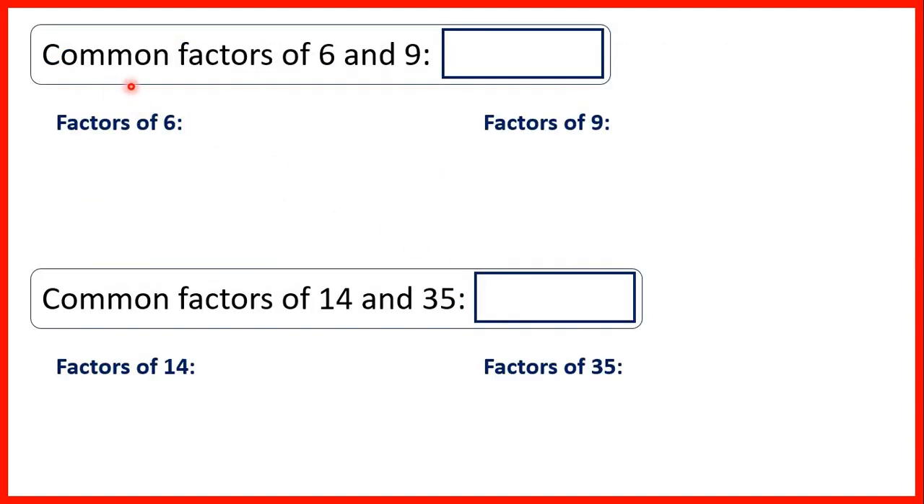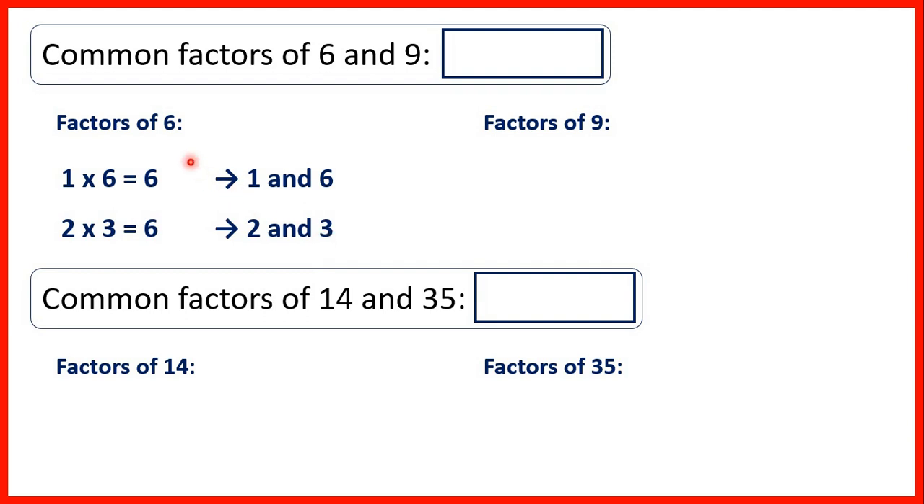So let's find the common factors of 6 and 9. Remember, we can think about factors in pairs. So 1 times 6 is 6, which means that 1 and 6 are factors of 6, and 2 times 3 is 6, which means that 2 and 3 are also factors of 6.